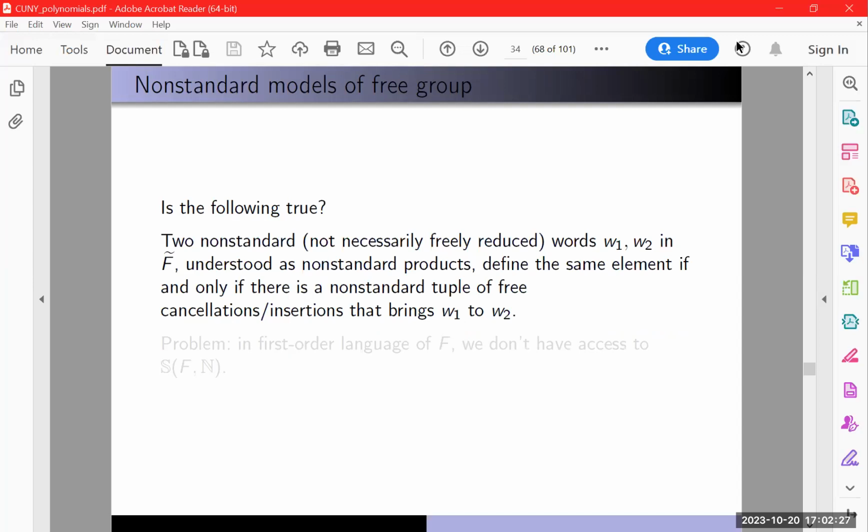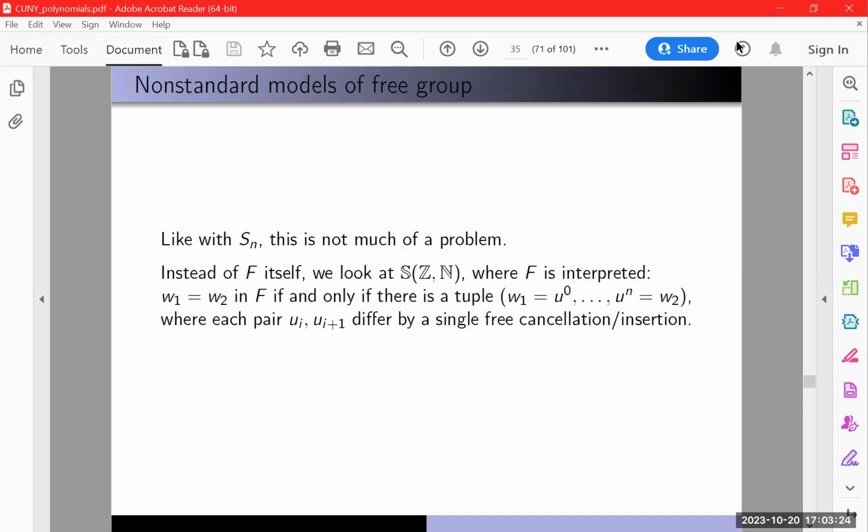So let's look in a bit more detail at how this interpretation works. In the finite case, there is an easy statement that if you have two words and they give the same element of the free group, then there is a chain of free cancellations or insertions that takes you from one element to the other. Is the same thing true in the non-standard case? Here again we run into the superficial problem that in the first-order language of F, we don't have access to those tuples, because there is no reverse interpretation, so there is no copy of N sitting inside of F that we can access. But that's not much of a problem, because I'll use the same trick as before: instead of the language of F, I'll look at the whole least superstructure.